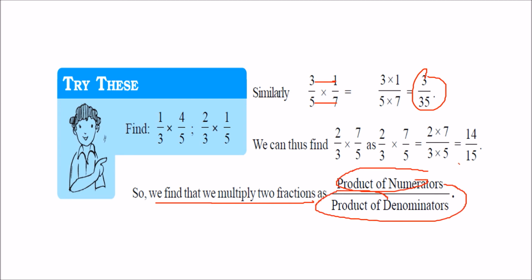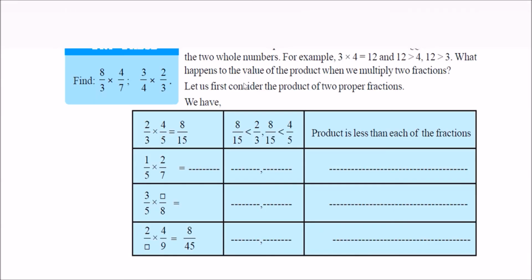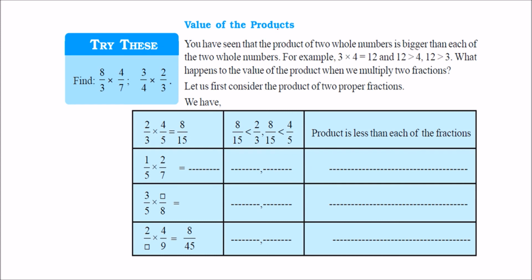Value of the products. So we have seen that when we talk about whole numbers, we can easily find out which is bigger, which is smaller. So when we multiply two fractions, which will be bigger, which will be smaller? Let us consider this. 2 by 3 into 4 by 5. This gives 8 by 15.